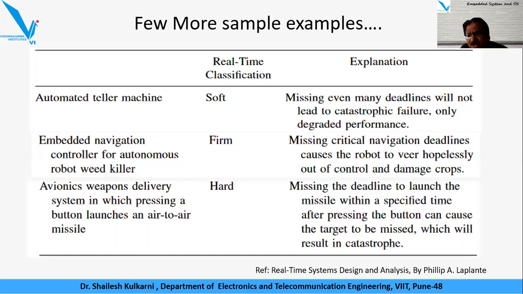The next application that you can see is an avionic weapons delivery system, in which pressing a button launches an air-to-air missile, as we saw, right? So it's hard, because missing the deadline to launch the missile within a specified time after pressing the button can cause the target to be missed, and missing the target will result in some kind of catastrophe, which is a total failure of the system, isn't it?